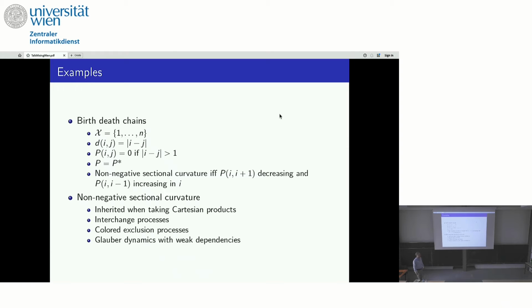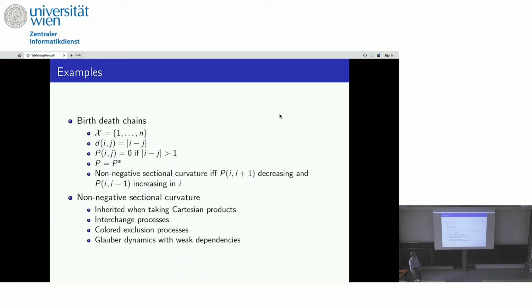So first, let's do some examples with the non-negative sectional curvature. So the birth-death chains are, like always, the easiest examples, and there you can characterize the non-negative sectional curvature by monotonicity of the Markov jump rate in both directions. So in one direction, it must be increasing, in the other direction, it must be decreasing, and if you have this, then you have non-negative sectional curvature.